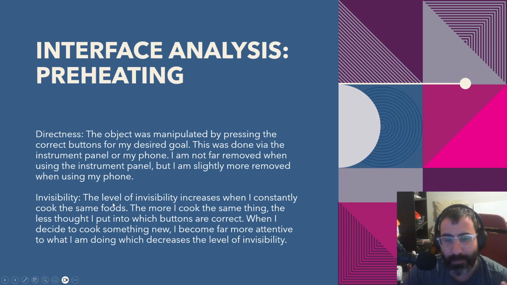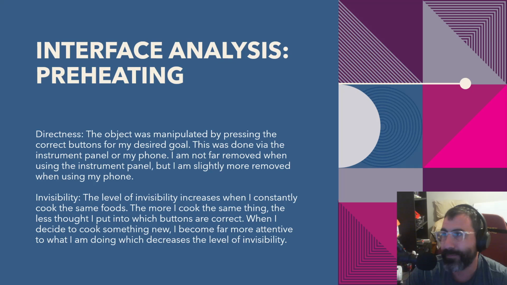The invisibility level of what I'm doing, meaning how intuitive is it, like how much thought process I put into it, basically it's pretty invisible considering I cook a lot of the same things over and over. I have a kid that only eats very specific foods. So in my head, I go preheat, cook, bake, 425, start. It's almost automatic at this point.